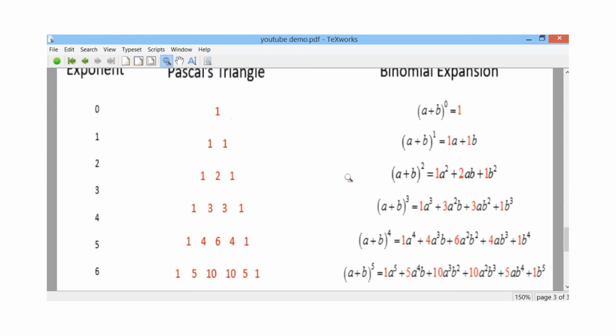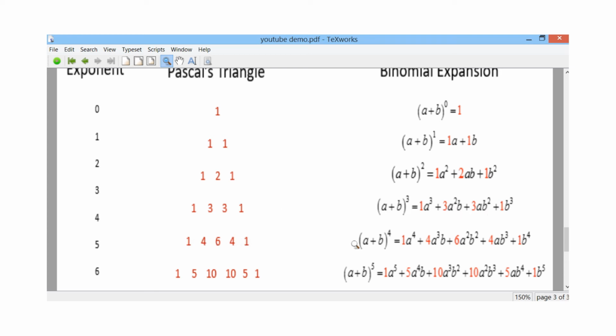And then here's another way of using Pascal's triangle to work out your binomial expansion. For example, a plus b to the power of 1 is just a plus b, isn't it? So that's 1 and 1, taken from the triangle. A plus b squared, as you see, you've got 1, 2 and 1. So a plus b squared is a squared plus 2ab plus b squared. Same again, a plus b cubed is a cubed plus 3a squared b plus 3ab squared plus b cubed. You see it again and again.